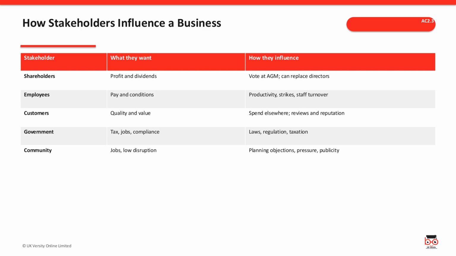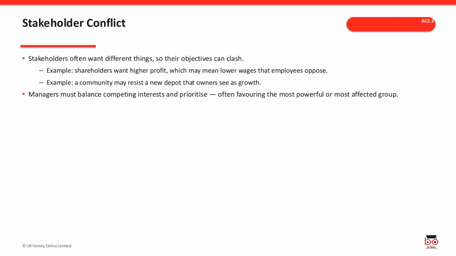Customers vote with their wallets and their online reviews. Government shapes the rules through laws and taxation, and the local community can lodge planning objections or generate unwelcome publicity. Every one of them has a lever to pull. Because stakeholders want different things, conflict is almost inevitable.